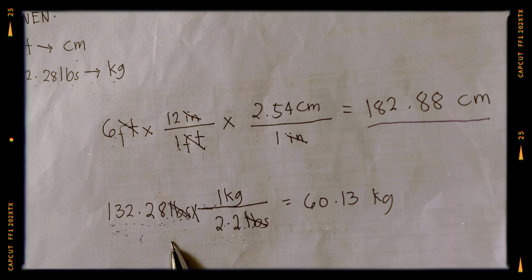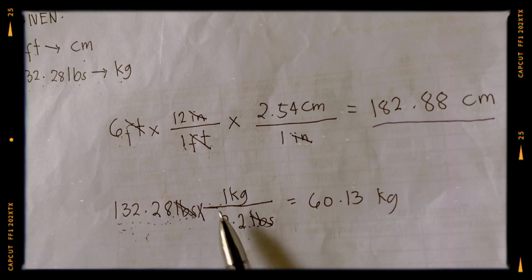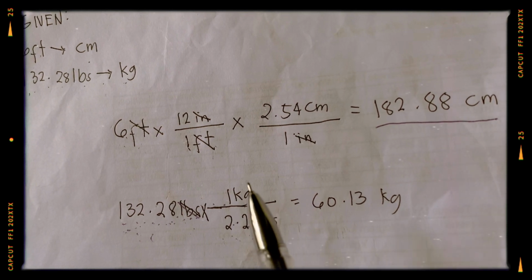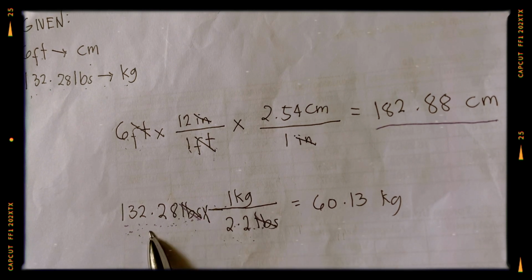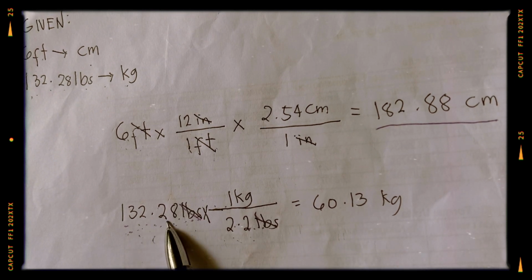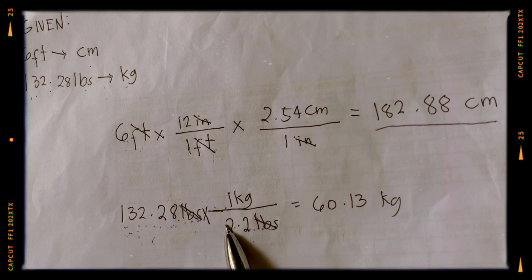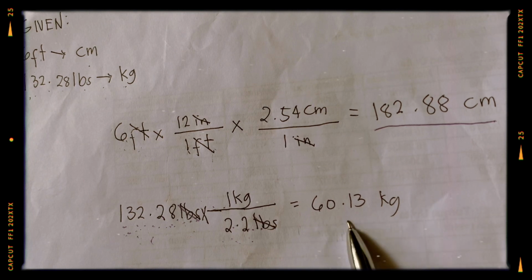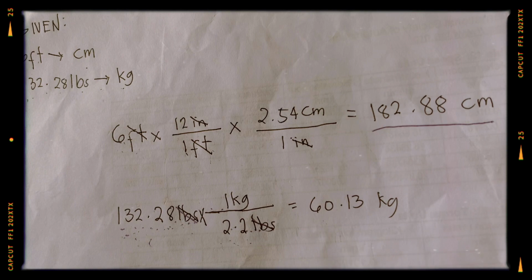And now, here is Ivan's weight. We need to convert it to kilograms. So 2.2 pounds is equal to 1 kilogram. Cancel the pounds and multiply 132.28 pounds times 1, which is 132.28 divided by 2.2, is equal to 60.13 kilograms. And that is Ivan's weight in kilograms.